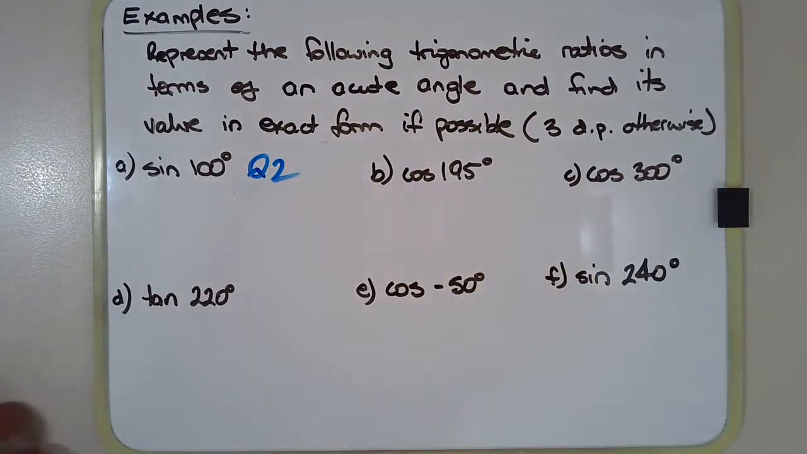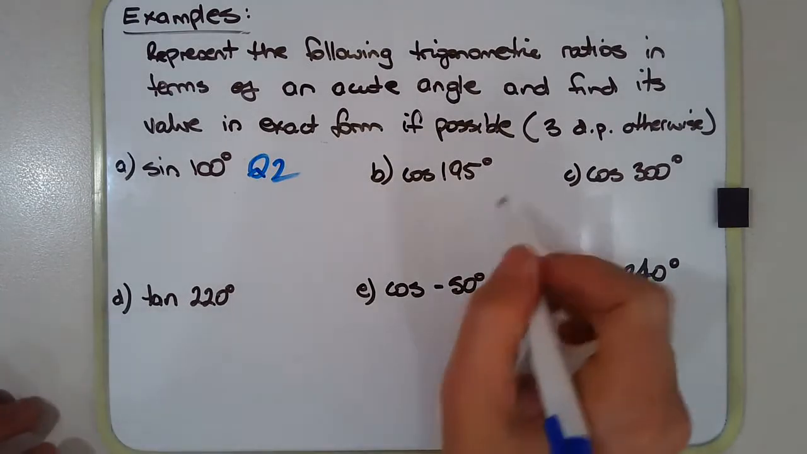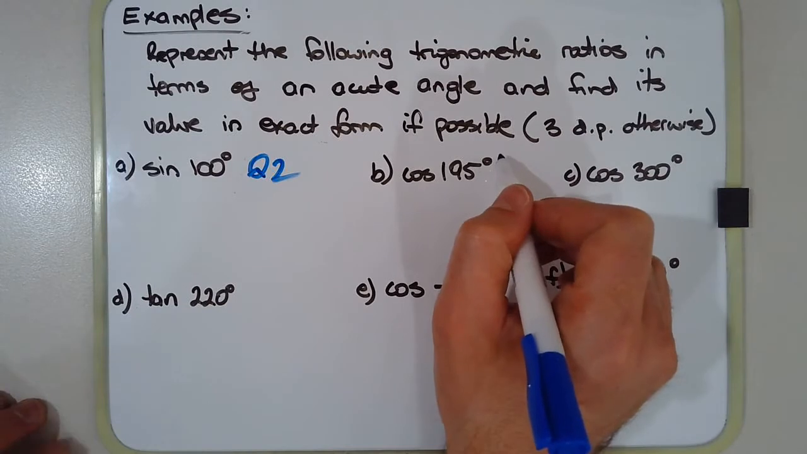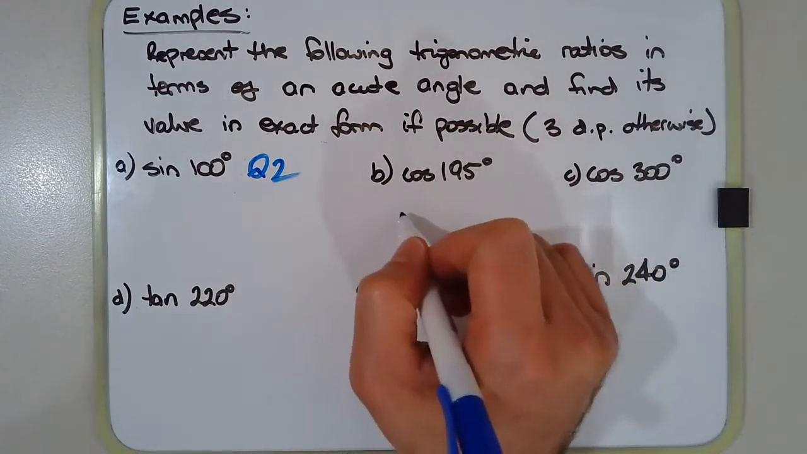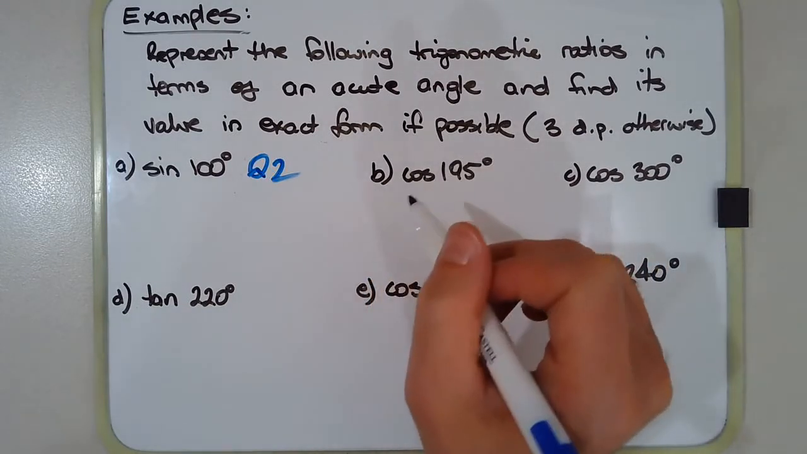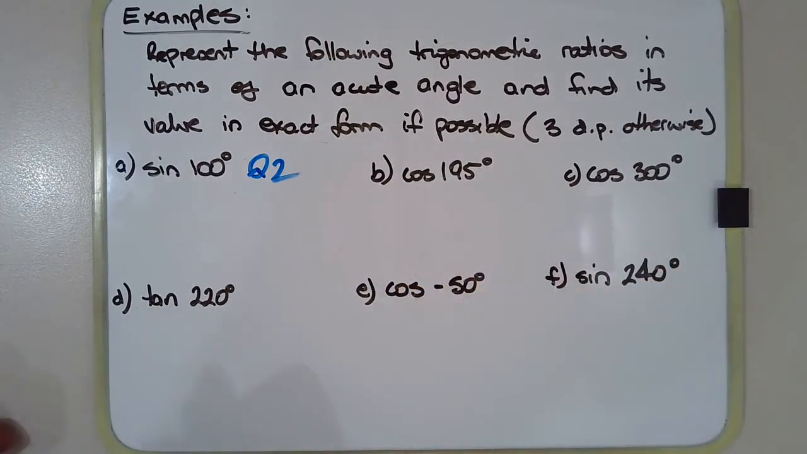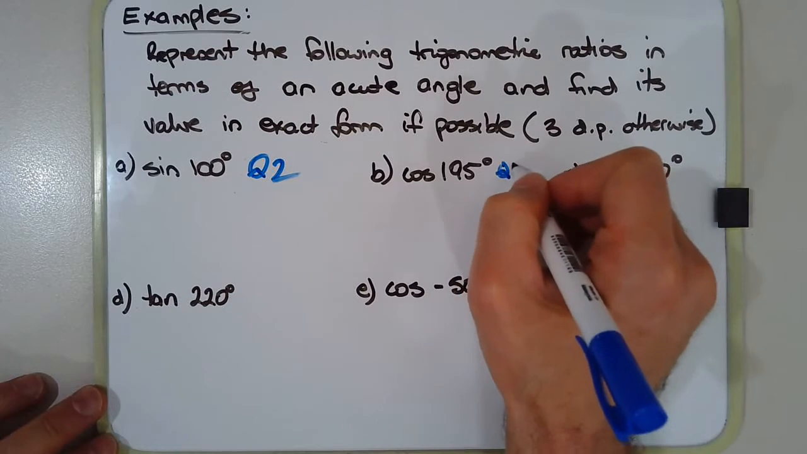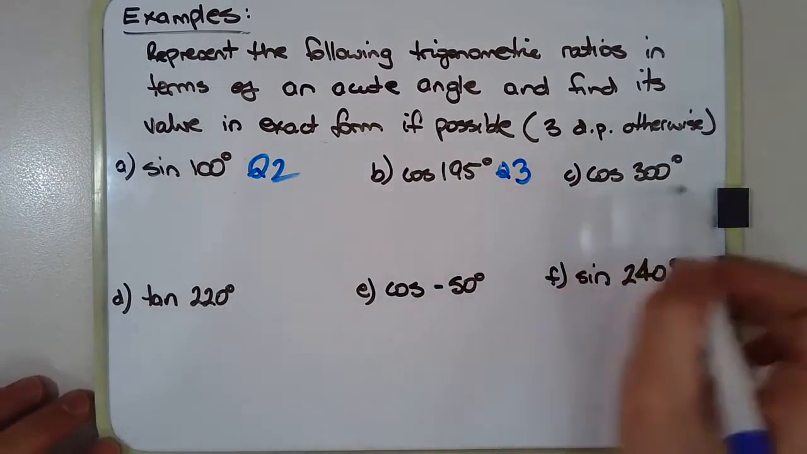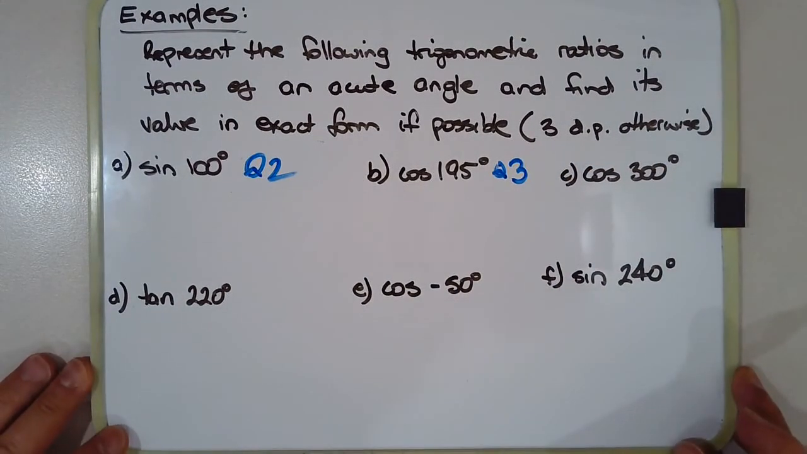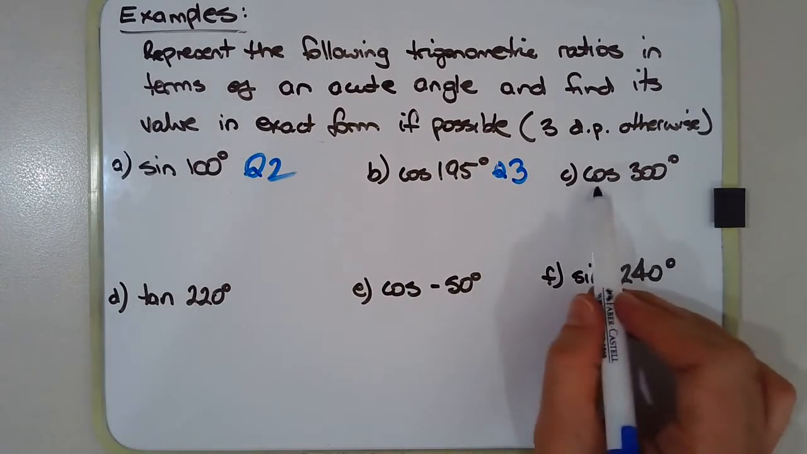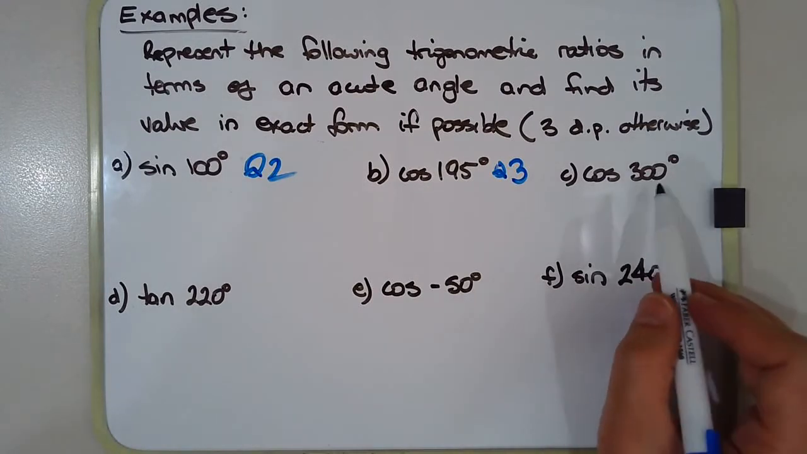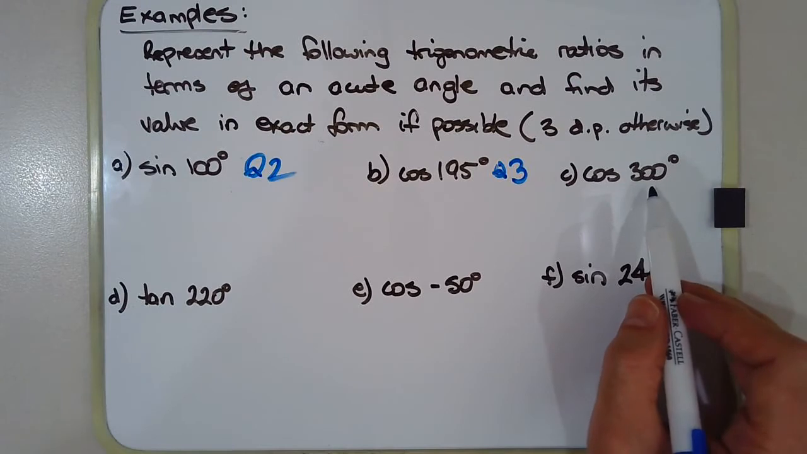What about cos of 195? Which quadrant is that in? 0 to 90 is quadrant 1. 90 to 180 is quadrant 2. 180 to 270 is quadrant 3. So it's a reflex angle, but it's a quadrant 3 reflex angle. What about cos of 300 degrees? I don't really care what the trig ratio is. I just care about the angle first. 300 degrees, well, that's again reflex, isn't it?